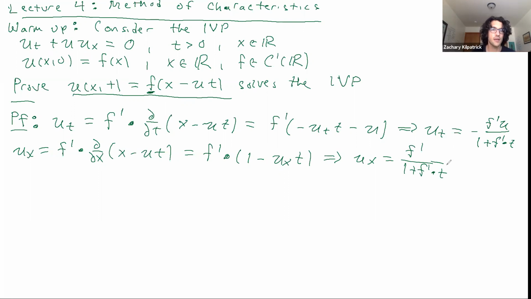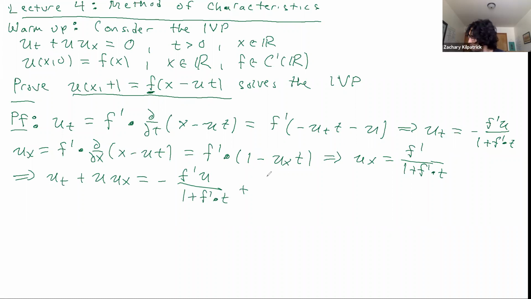any questions about that? It's just plugging this implicit solution in and just using rules of differentiation. So if we want to check that this works as a solution, we plug it back into the PDE itself, and we have this term minus f prime u plus f prime times t plus u f prime divided by 1 plus f prime t. So we multiply through by that factor of u, and everything cancels out, and it's well and fine, right?